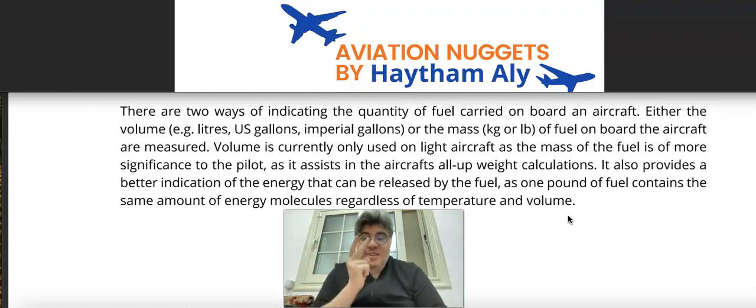Okay, everybody? So again, two ways for fuel calculations, either mass or volume, and the mass is better for indication in the cockpit.